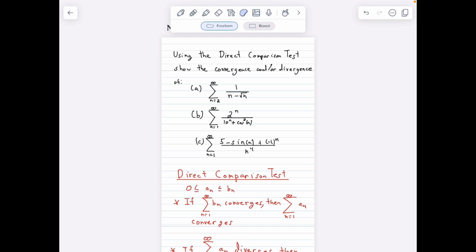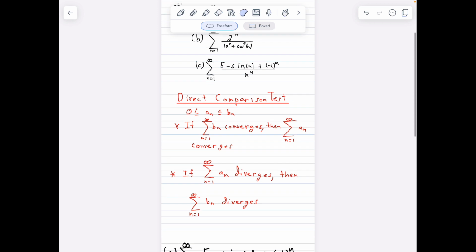All right, hello everyone. So welcome to the third of a series of videos on using the direct comparison test to show that a series converges or diverges. So today we're working on C here, the series from 1 to infinity of (5 minus sine n plus negative 1 to the n), all of that over n to the fourth. So we're using the direct comparison test.